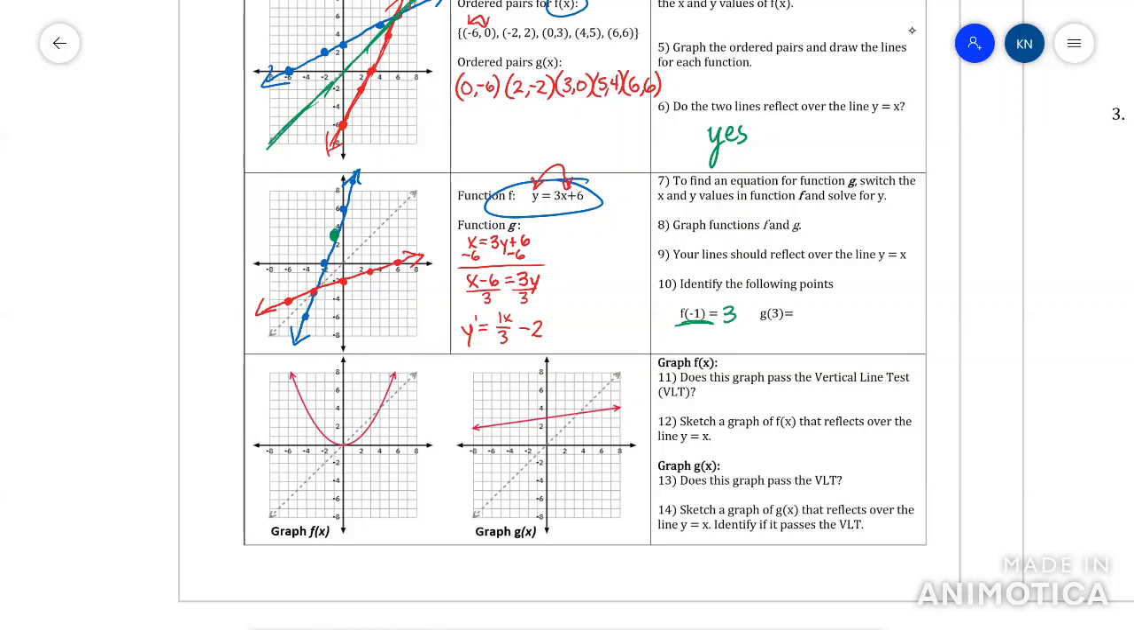g of 3, so now I'm on the red line. I'm finding where 3 is on my x and finding what the output is. That would be -1. So that's all they want you to do there.